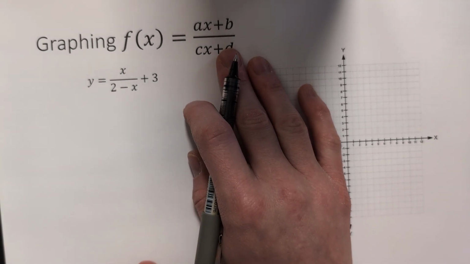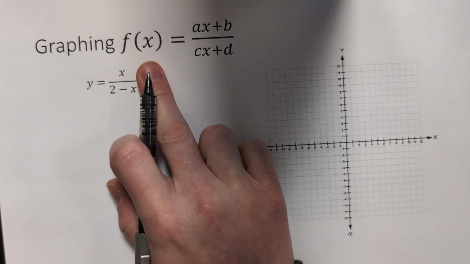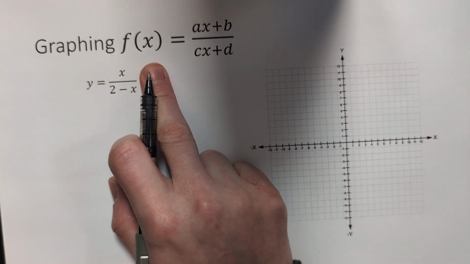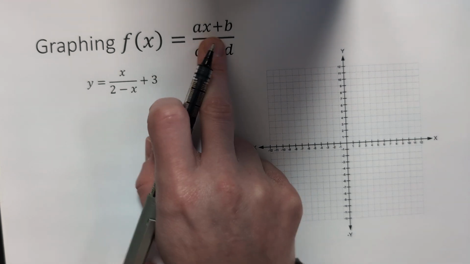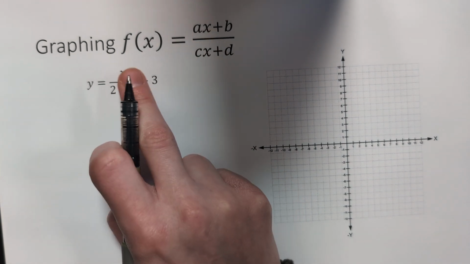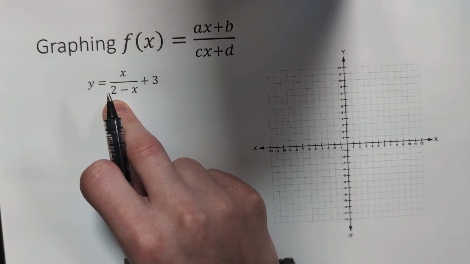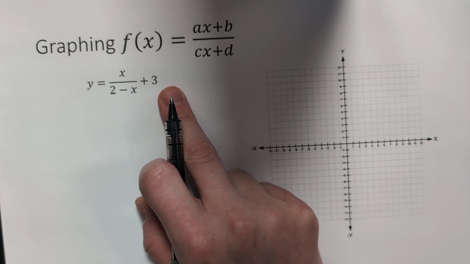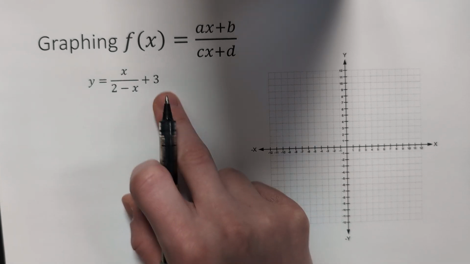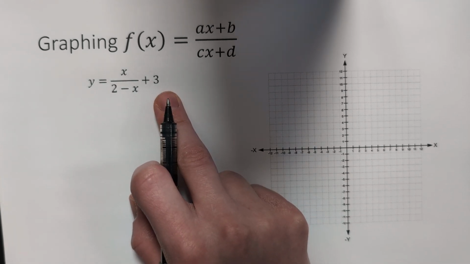You have a few different options. You could just look at this as if you had this as a rational function where a equals 1, b equals 0, c equals -1, and d equals 2. Again, writing it out and thinking of those identities here, 1x plus 0, -1x plus 2. And then transforming it 3 units in the positive, or translating it 3 units in the positive y direction.